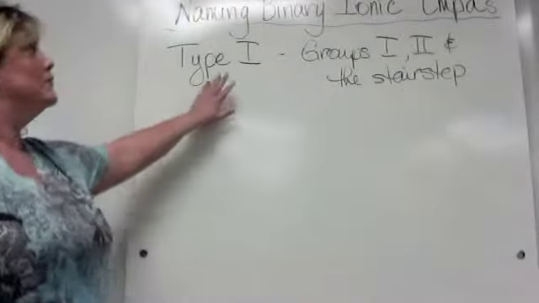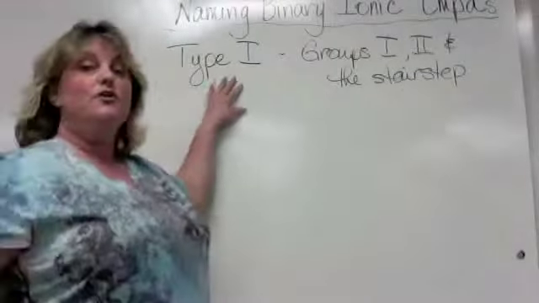So as a review, remember that in groups 1 and 2 and the stair step is where those type 1 metals are. That's where they're found. So when you're looking on your periodic table, remember what you're looking for is groups 1 and 2 and then the stair step over here that we highlighted the other day in class.